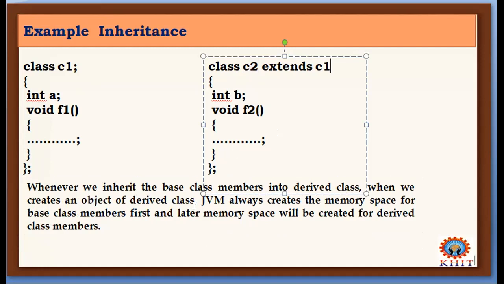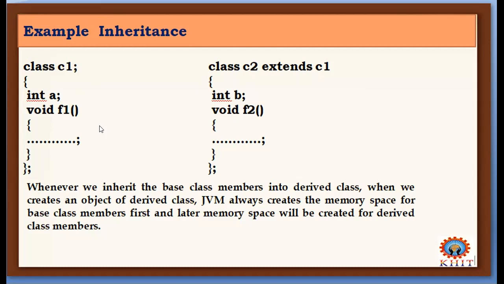So first, what happens? JVM is the Java Virtual Machine. It will create a memory space for the base class members. Base class members means a and f1. It allocates memory for these, and then also allocates memory for b and f2. So whenever you create an object for C2, it will allocate the memory for both the class members of C1 and C2, since we are extending C1. Whereas if you create a C1 object, it will allocate memory only for these two things, which are the variable a and the function f1.